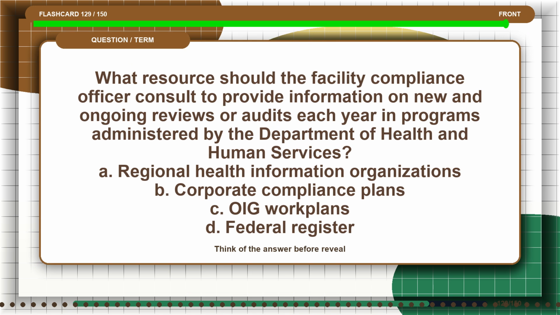Flashcard 129. What resource should the facility compliance officer consult to provide information on new and ongoing reviews or audits each year in programs administered by the Department of Health and Human Services? A. Regional Health Information Organizations. B. Corporate Compliance Plans. C. OIG Workplans. D. Federal Register. Think of the answer before the reveal.